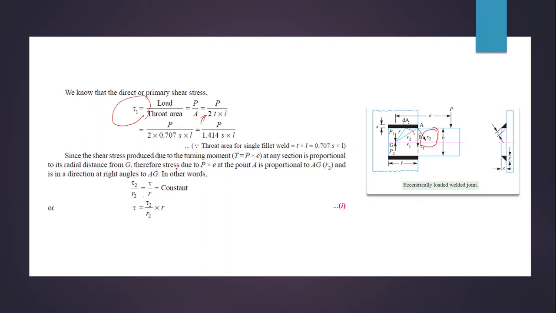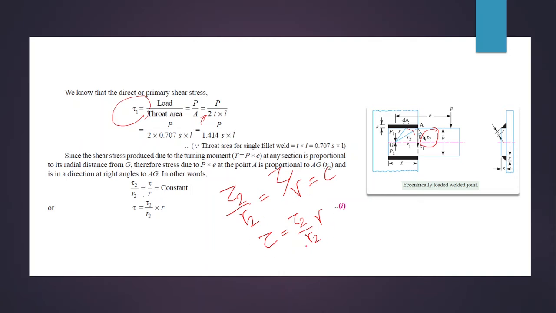Then tau 2 by R2 must be equal to tau by R. Tau is the shear stress acting at this particular distance R. Tau by R must be equal to a constant, or tau is equal to tau 2 by R2 into R.